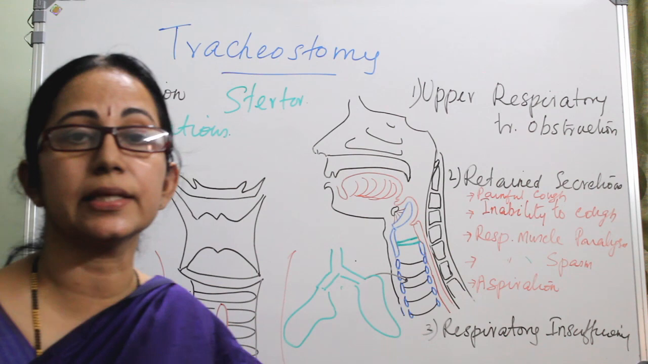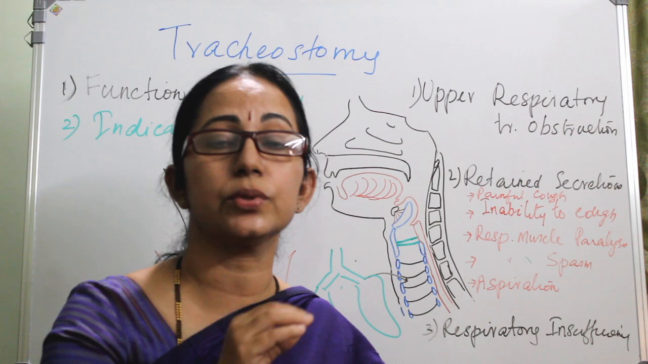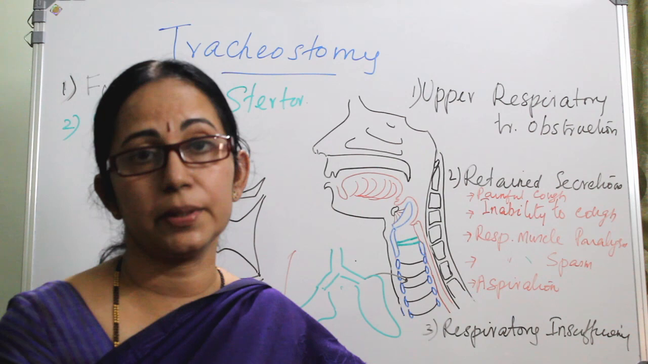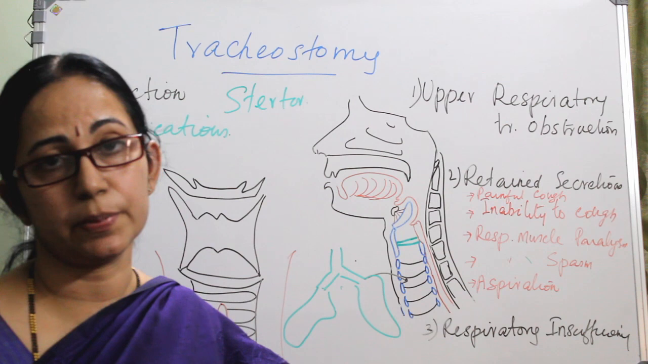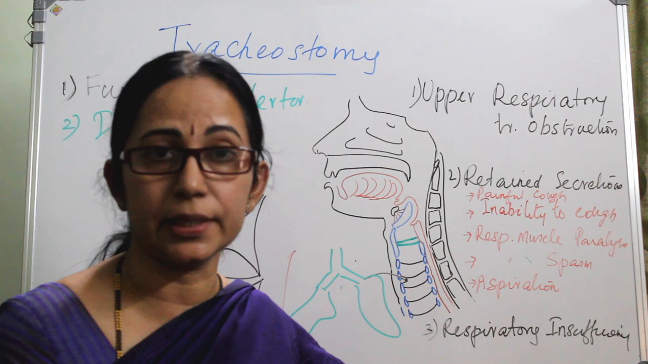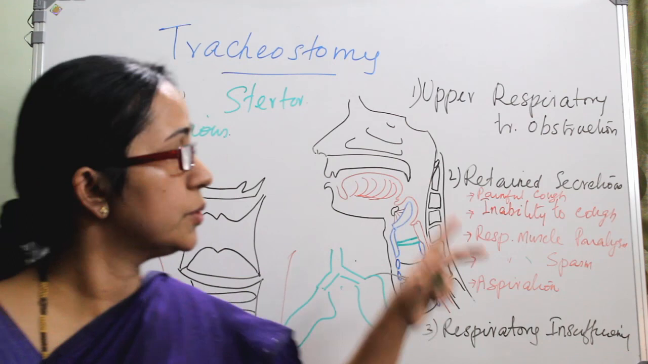Because I already told you, through this tracheostomy we can suction the secretions and they can be drained out. Okay. Then respiratory insufficiency. Respiratory insufficiency in conditions of emphysema, bronchiectasis, bronchitis, etc. There, it will improve the alveolar ventilation. How? That I already told along with the functions of tracheostomy. So these are the indications of tracheostomy.